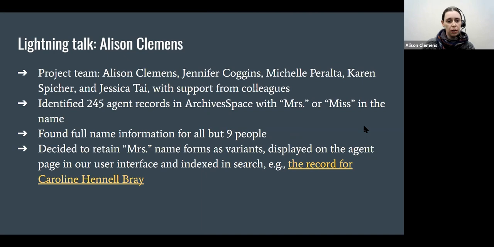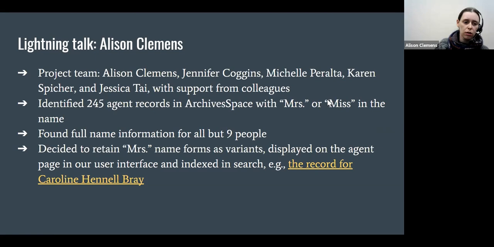So what we were doing is we were focusing on agent records in ArchivesSpace that included Mrs. or Miss in the name string. In a lot of these cases, it was women or people, for example, who were listed as Mrs. John Doe, so Mrs. and the husband's last name or spouse's last name. So we wanted to really find full name information for them. We were able to do that for all but 9 people. And we're in the process now of making the updates in our system.